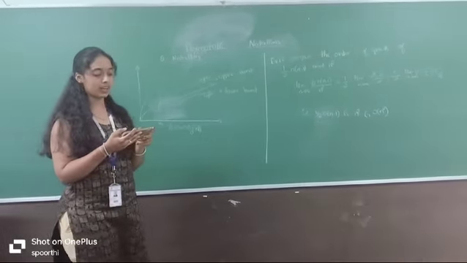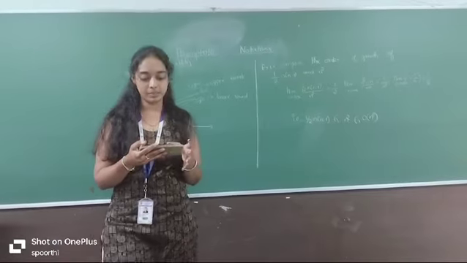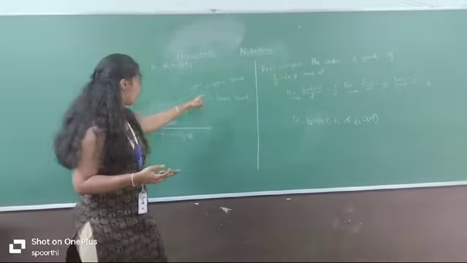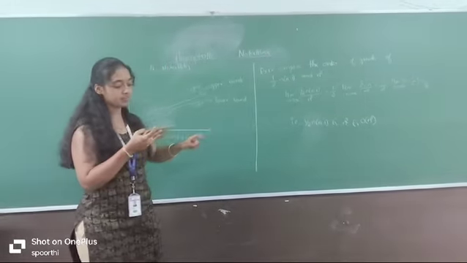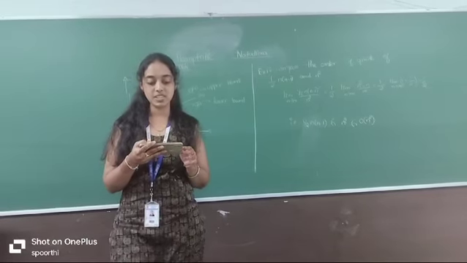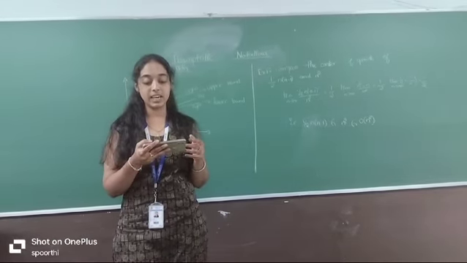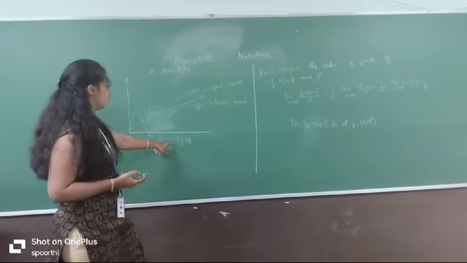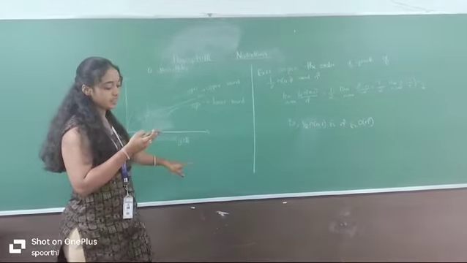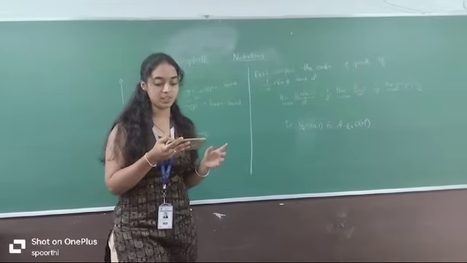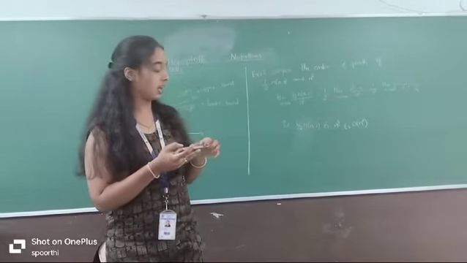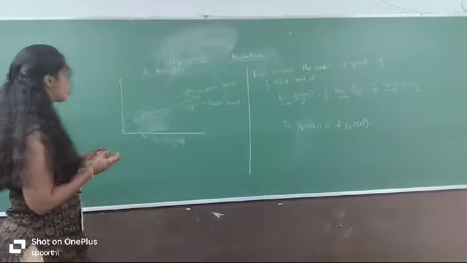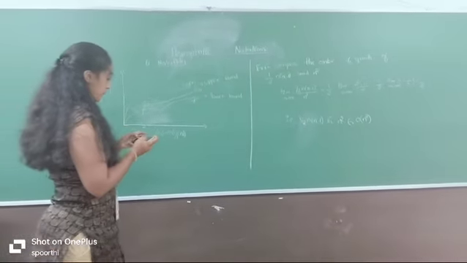Theta notation provides a tight bound on an algorithm's running time. It represents both the upper bound and the lower bound, meaning that the algorithm runs in a predictable range. In other words, an algorithm's running time f of n is equal to theta of g of n, and has its growth rate bounded by two functions. This is a graphical representation of theta notation.